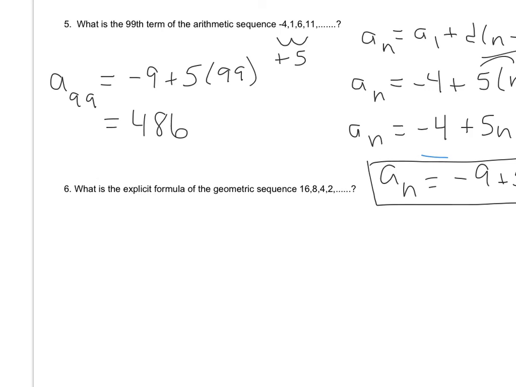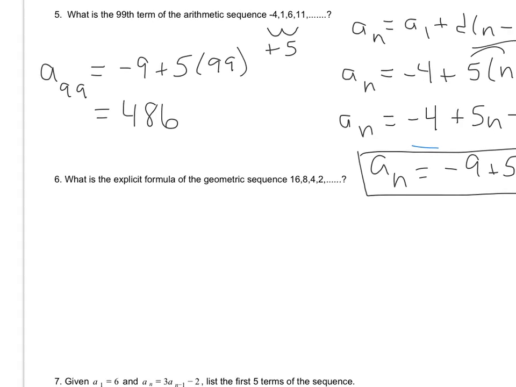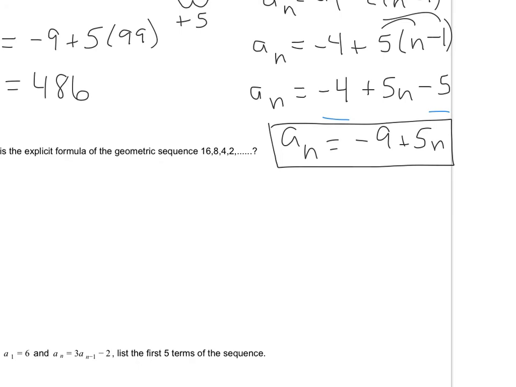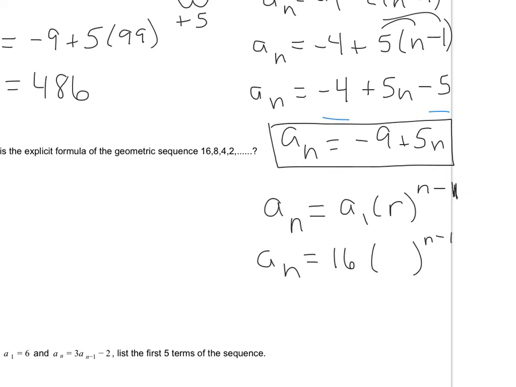Okay, number 6 says, what is the explicit form of the geometric sequence 16, 8, 4, 2? Geometric is when you're multiplying by a number, and if you remember, the explicit form of that is a sub n equals a sub 1 times r to the n minus 1. Now r is the common ratio, what you're multiplying by each time, and a1 is of course the first term. The first term is 16, so that goes there. I don't know the common ratio quite yet, but I know n minus 1 goes up here.